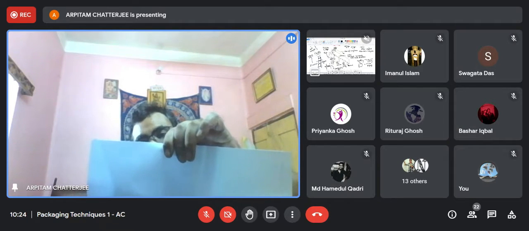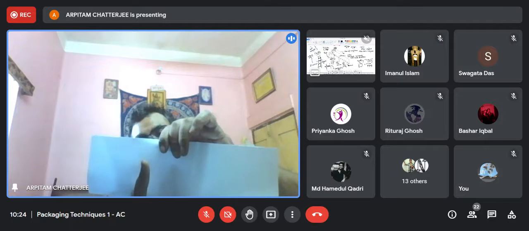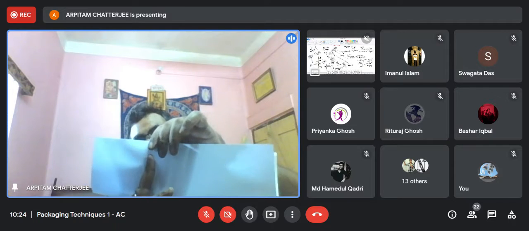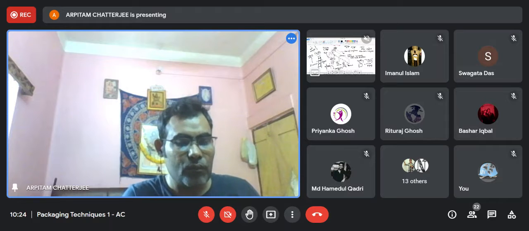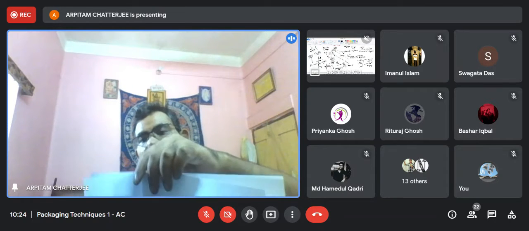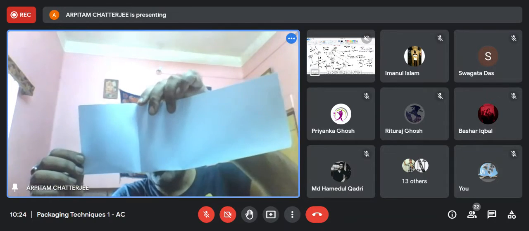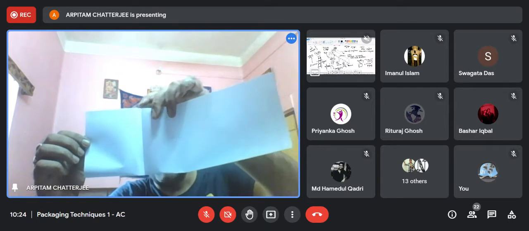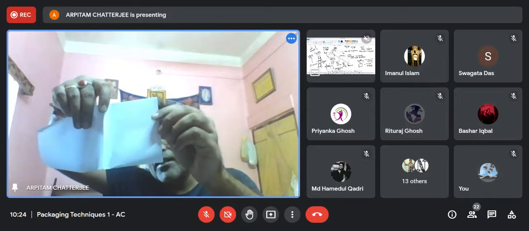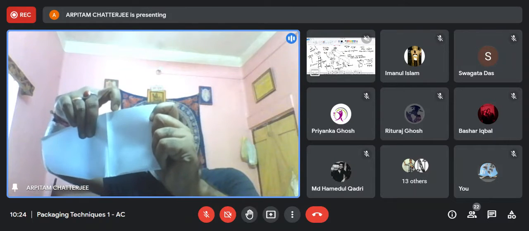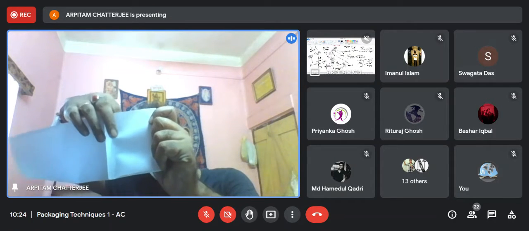Then after that particular distance, that heat sealing arrangement is again making another seal. So basically, you are getting a pouch like this where this end is sealed, this end is sealed, this end is sealed, this end is sealed, only your top one is open.